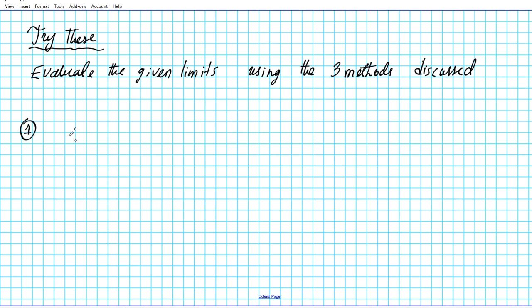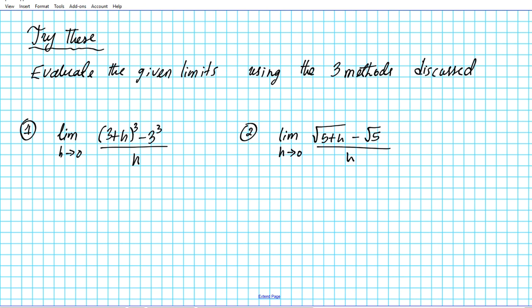So first one is find the limit as h approaches 0 of (3 plus h) cubed minus 3 to the third over h. And then the second one is the limit as h approaches 0 of the square root of 5 plus h minus the square root of 5 over h. Okay, so go ahead and pause this video presentation. Try out these two problems. When you're done, you can click back on play to see what the answer is.